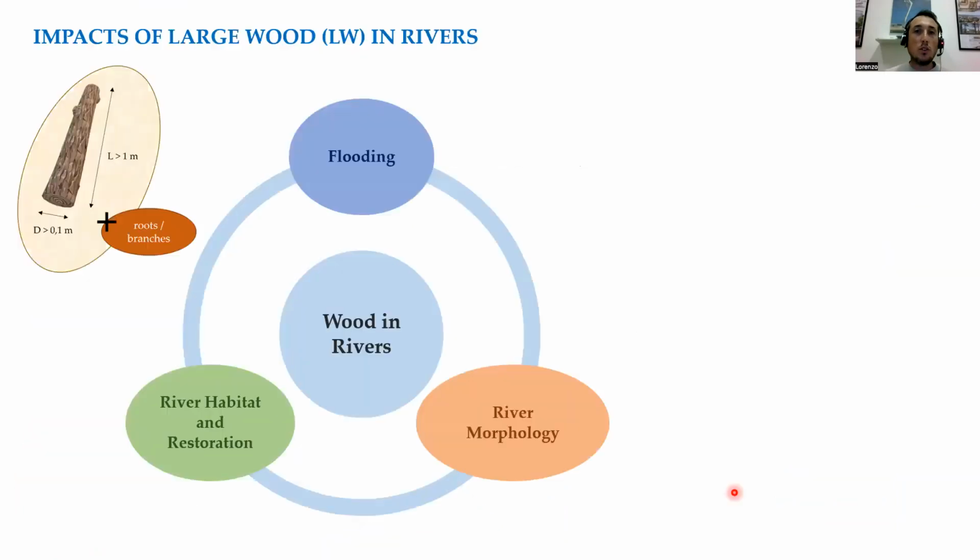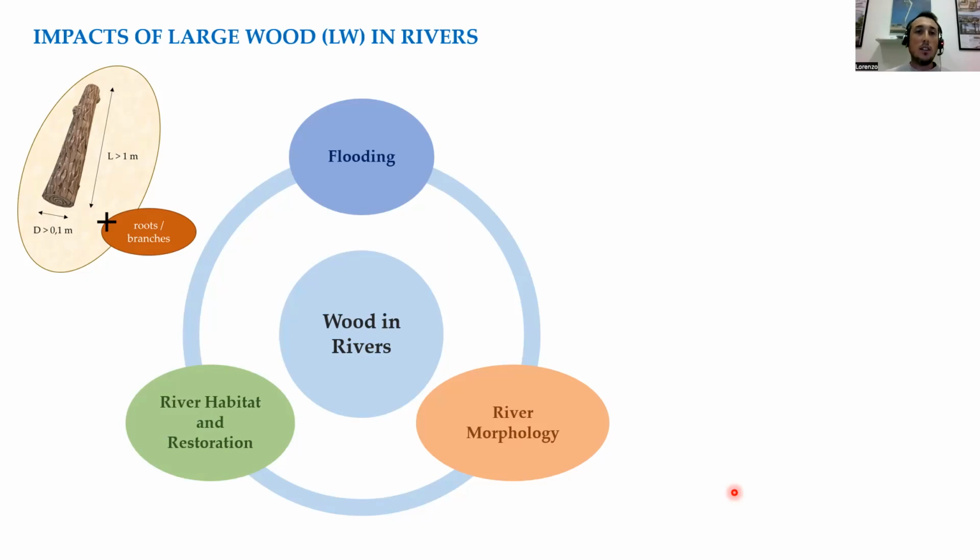In order to introduce you to this topic, which is probably new for many of you, the first key information to keep in mind is that when we are talking about wood, and in particular large wood, as we commonly call it in the literature, we are only referring to the wood elements that have a diameter greater than 10 centimeters and a length greater than 1 meter. As reported in the sketch on the top left of the slide, we can consider or not the presence of roots or branches.